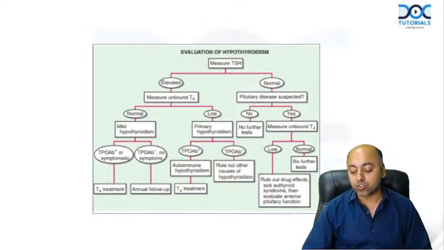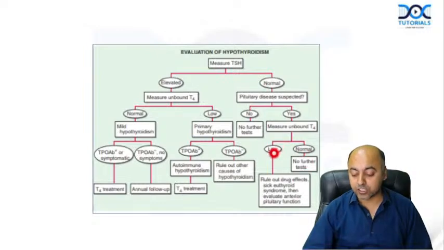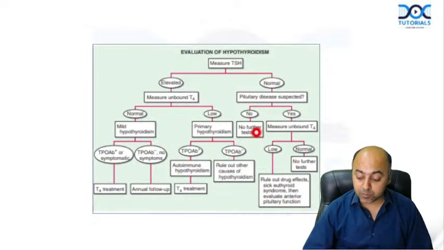If TSH values are normal, then you can suspect pituitary disease. Look at the features. If the pituitary disease features are there, then you measure the free T4. And if it is normal, you don't need to do anything else. But if it is low, then you have to rule out drug effects, the sick euthyroid syndrome, and then evaluate anterior pituitary function. On the other hand, if pituitary disease is not suspected, you don't need to do anything else.